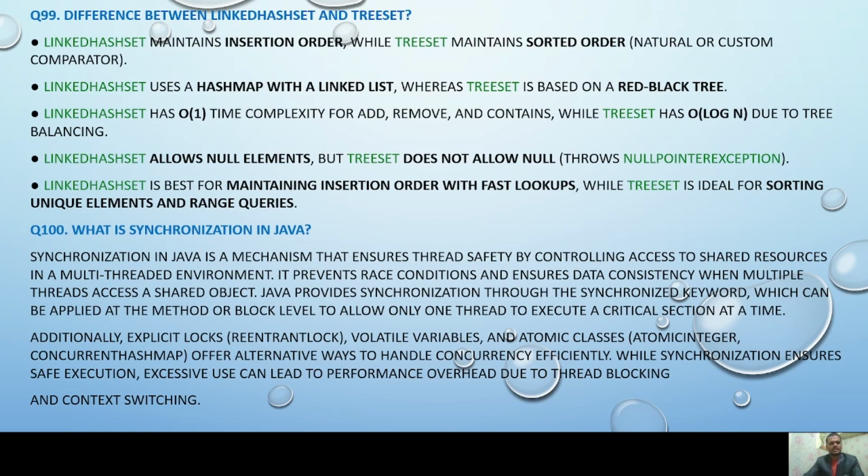Next question. Difference between LinkedHashSet and TreeSet. LinkedHashSet maintains insertion order, while TreeSet maintains sorted order, natural or custom comparator. LinkedHashSet uses a HashMap with a linked list, whereas TreeSet is based on a red-black tree. LinkedHashSet has O(1) time complexity for add, remove, and contains, while TreeSet is O(log n) due to tree balancing.